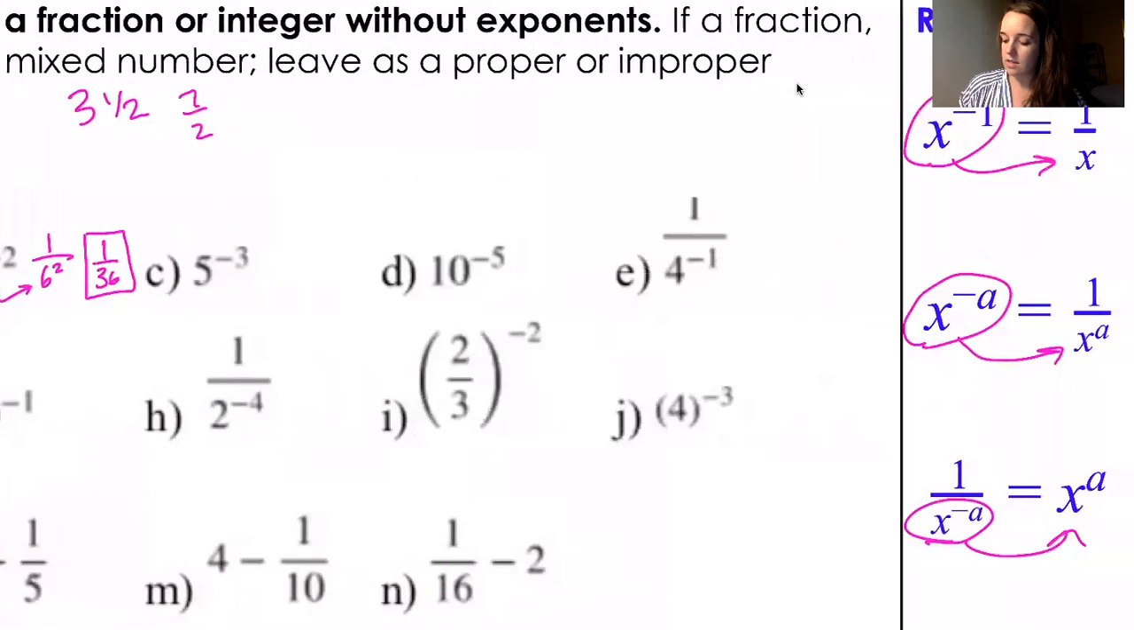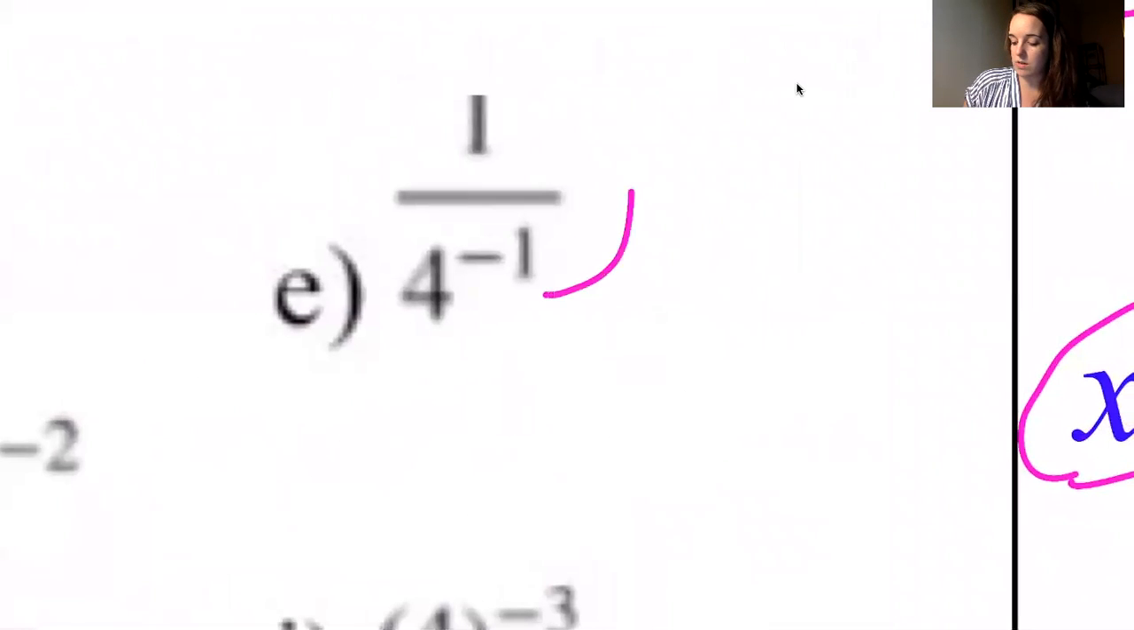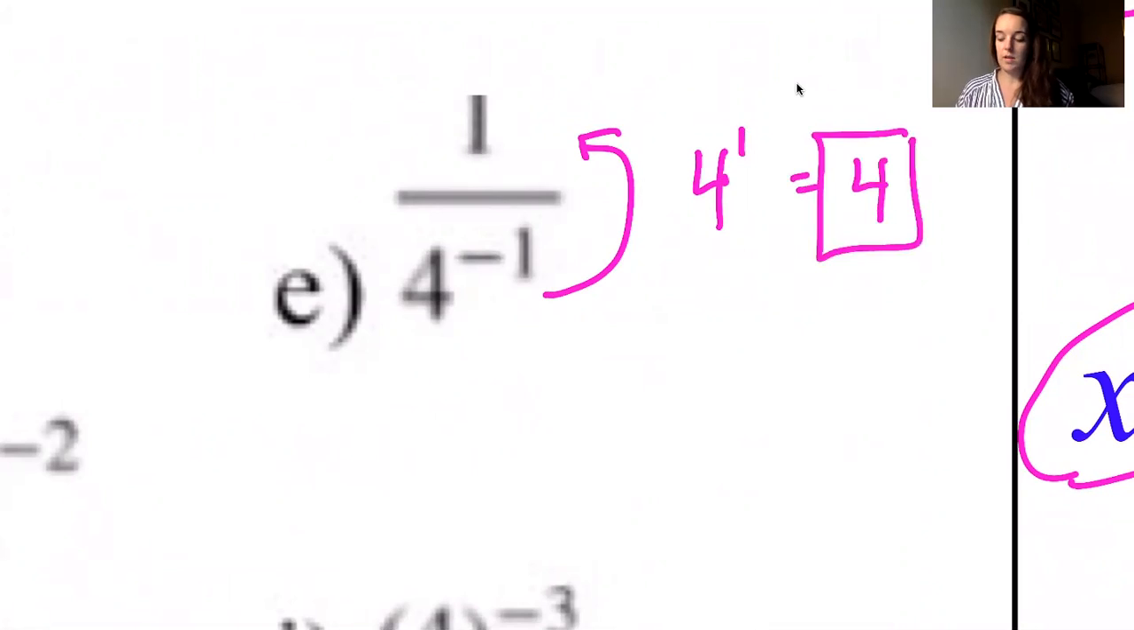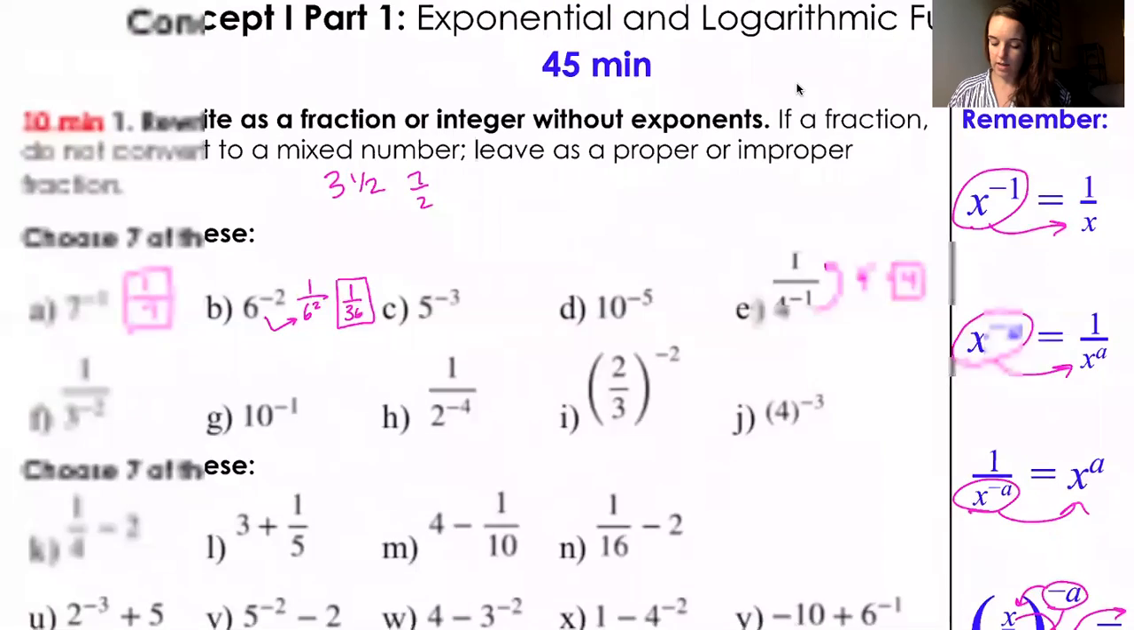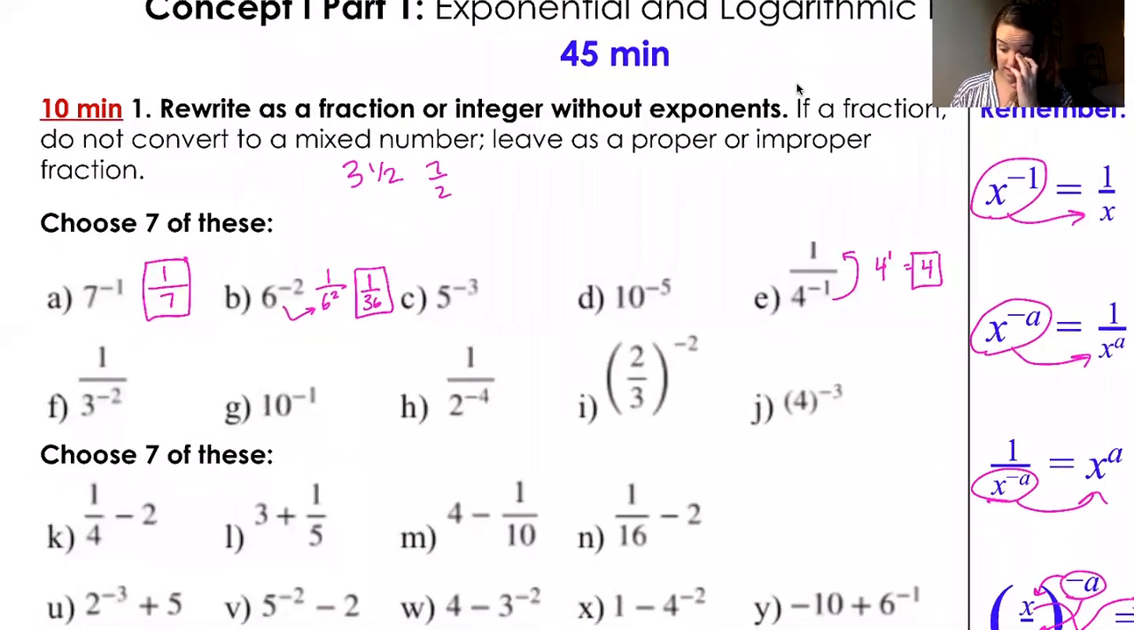For E, we see a negative exponent, so it's going to be moving to the top. So 4 to the 1 at the top, which would be the same as 4. So that would be our answer for E. Similar to F and H. G, similar to A and B.